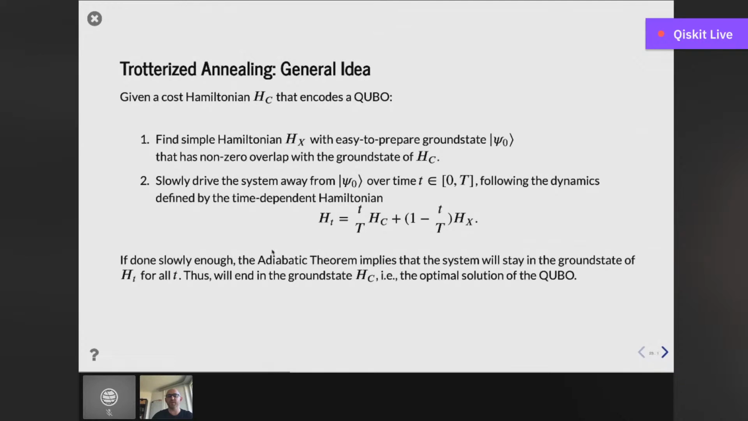And if this is done slowly enough, then the adiabatic theorem implies that the system will always stay in the ground state of the Hamiltonian HT. So at time 0, we stay in the ground state of HX, which is psi 0, and then at time capital T, we end up in the ground state of HC, which is the solution of our problem.